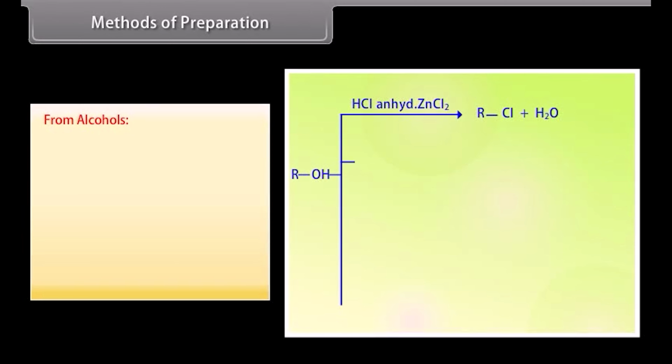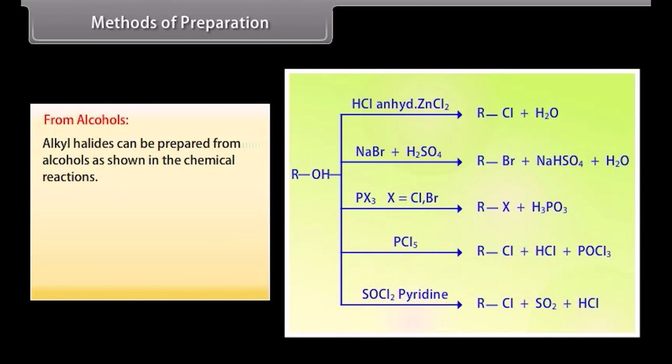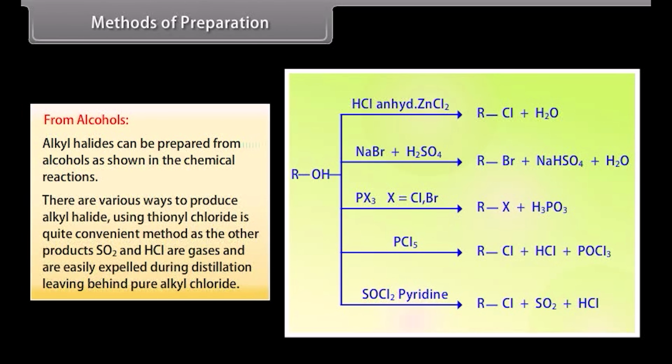Methods of preparation. From alcohols. Alkyl halides can be prepared from alcohols as shown in the chemical reactions. There are various ways to produce alkyl halides, and using thionyl chloride is quite a convenient method, as the other products SO2 and HCl are gases and are easily expelled during the distillation, leaving behind pure alkyl chloride.